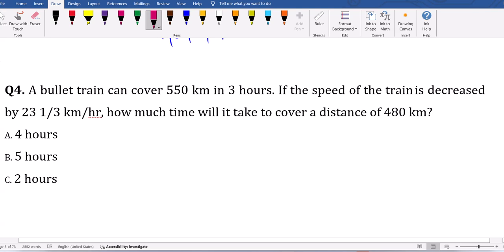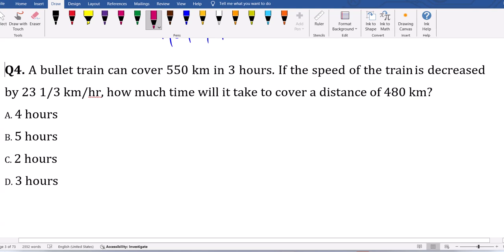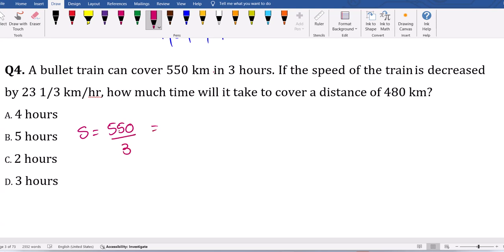Next one, time and distance related question. A train can cover 550 kilometers in 3 hours. Means speed is 550 divided by 3. 183 times 3 is 549. 183 1 by 3 kilometer per hour is the speed.